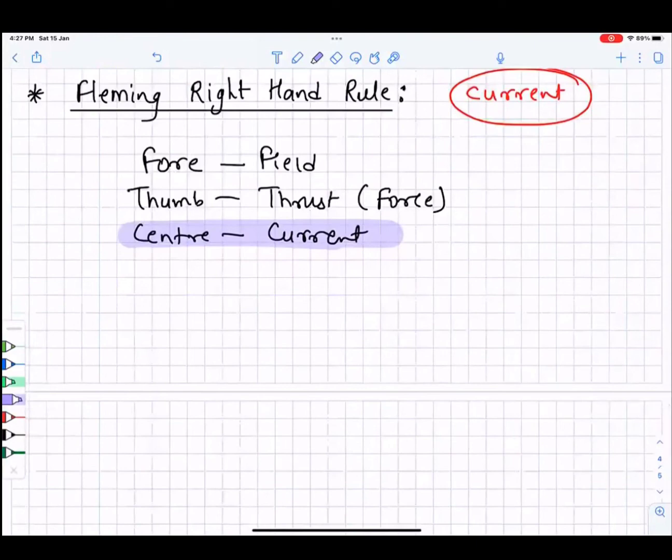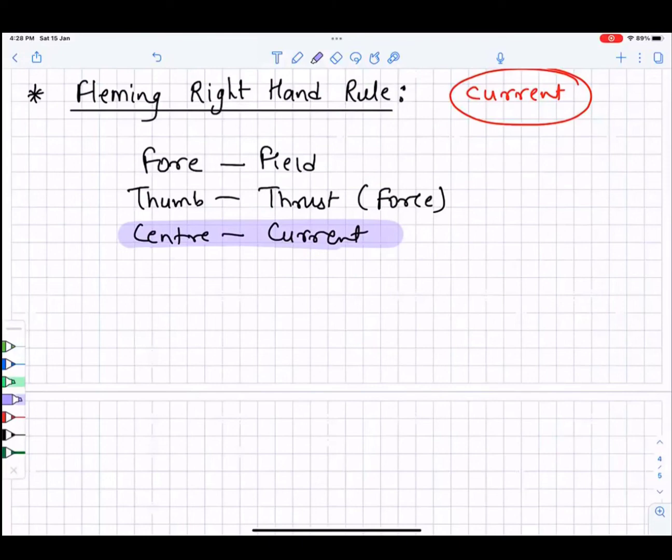You have to stretch your forefinger, your center finger and your thumb in such a way that they are mutually perpendicular to each other. Got it? Now, if your forefinger is in the direction of the magnetic field, and your center finger is in the direction of the current, and your thumb is in the direction of the force. However the force is applied, like leftwards or upwards, you'll have to keep turning your hand accordingly. So always first go for the magnetic field, then look at the direction of the force.